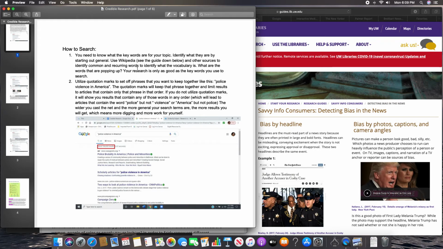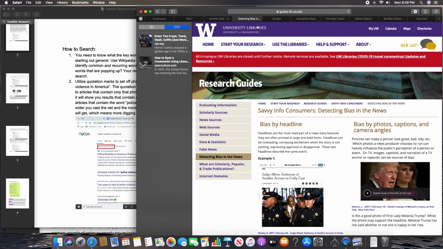It might look a little different because I'm on my Mac so that I can record and so that I can talk to you and have some sound and so that you can actually see what I'm talking about. All right, so one of the first things we have to go through is how we go about doing a Google search to find credible resources.